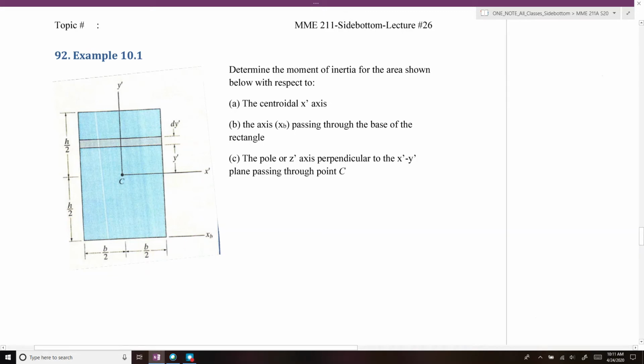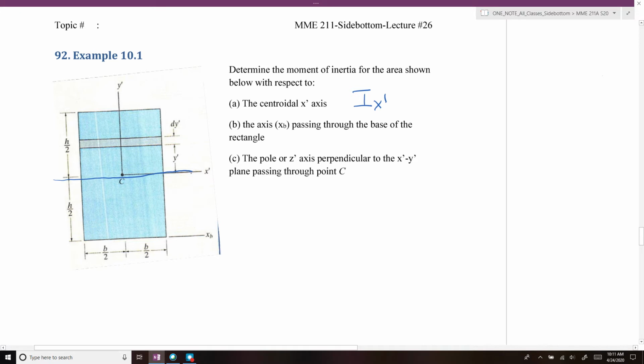So in this example problem, we're going to determine the moment of inertia with respect to a few different axes. We're first going to find the moment of inertia about the x prime axis, which is located at the centroid of our cross section here. So we have a rectangular cross section.